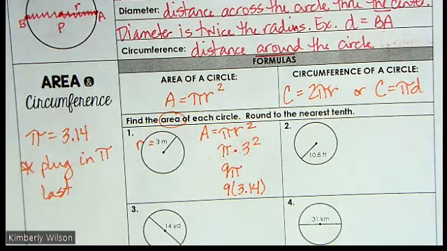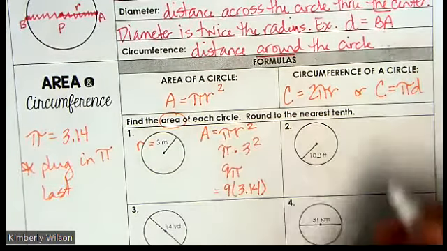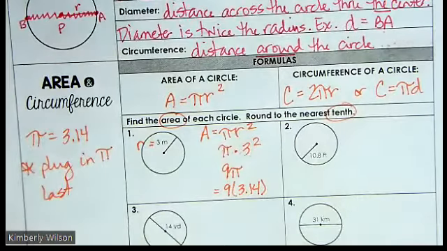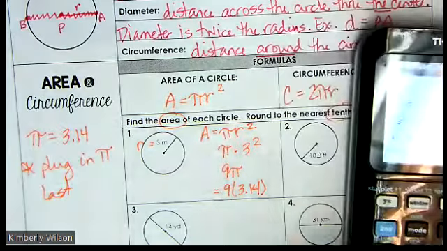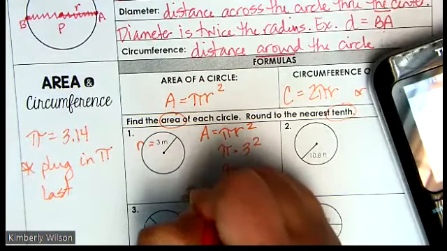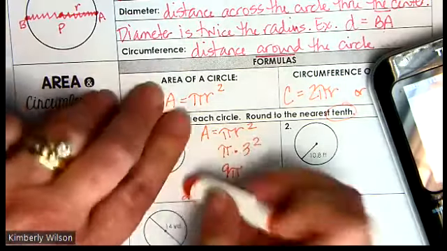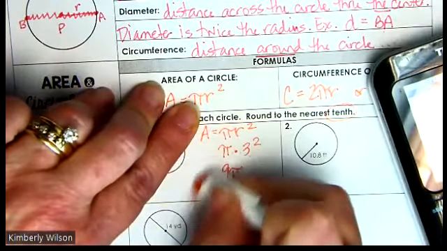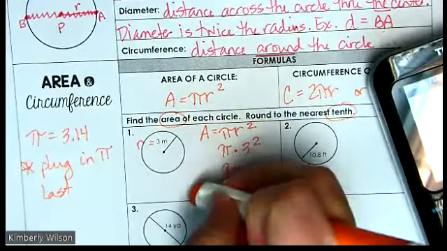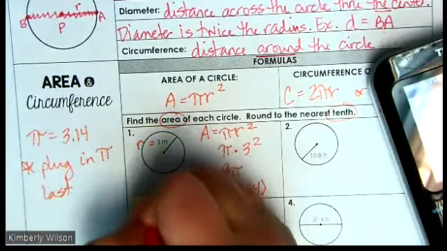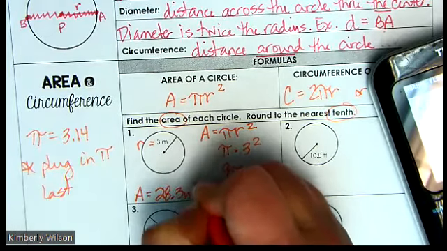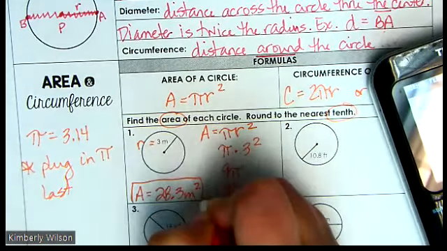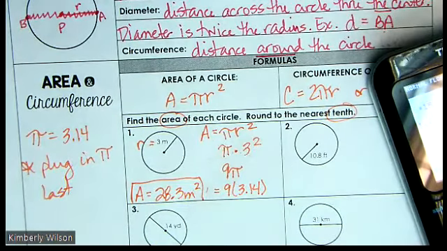And we get to do the handy dandy calculator, 9 times 3.14, which gives me, and it says to round to the nearest tenth. So when I plug this in, it gives me 28.26. So therefore, this is going to equal 28.3. So my area equals 28.3 meters squared. Okay. Next example.